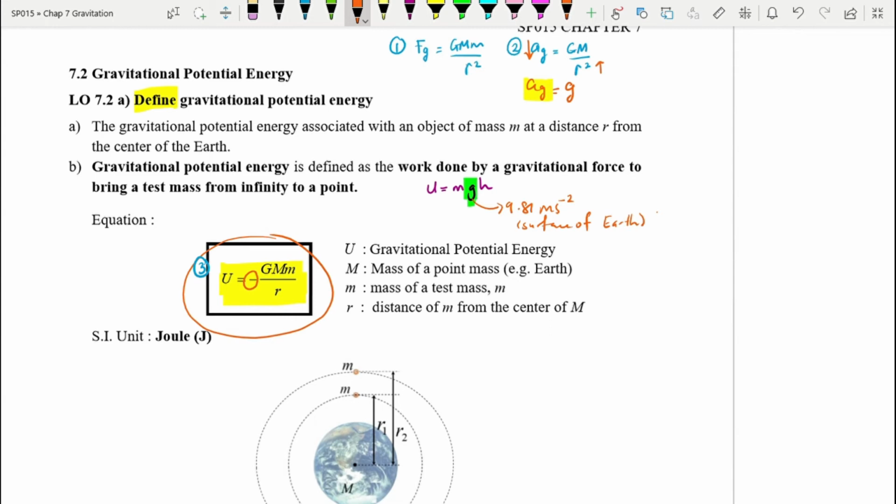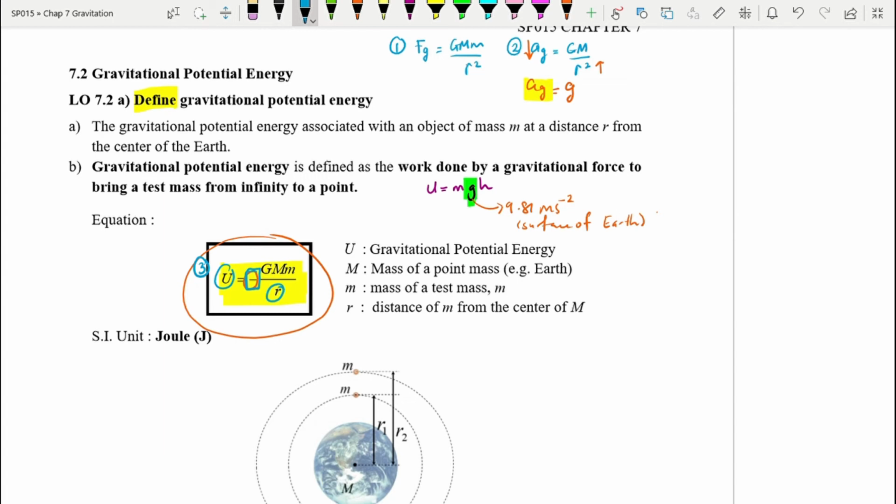Okay, so itu yang kita faham. Sebab dia store energy due to the height. Logiknya semakin tinggi height, semakin tinggi nilai U. Tapi disebabkan formula ni tadi kalau tak ada negatif, dia jadi inversely proportional between U dan r. So kita kena add on negative sign ni, baru kita nampak dia directly proportional lah dekat situ.